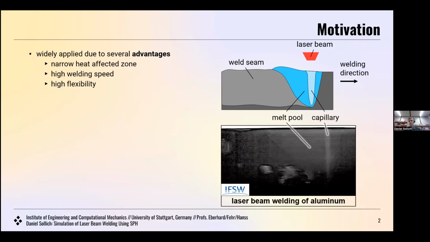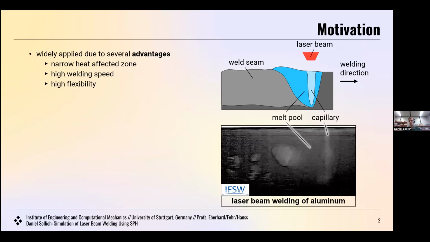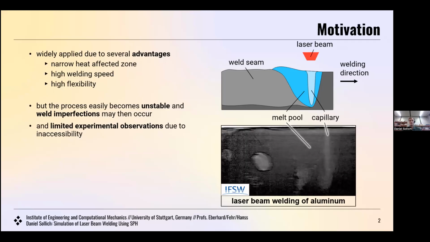Here on the bottom right, you can see an X-ray video of a real laser beam welding process of aluminium. And what we can see is that the process easily becomes unstable and weld imperfections may occur. For example, here, the formation of process pores in the back of the weld pool.